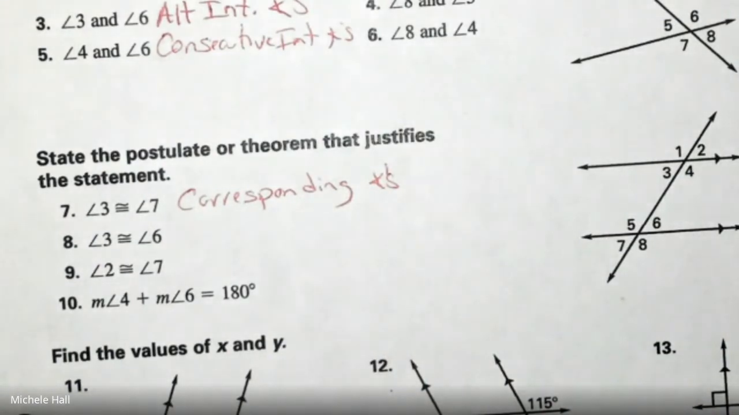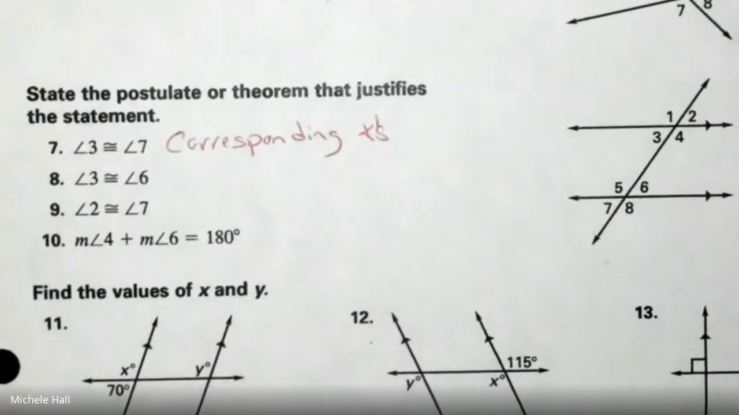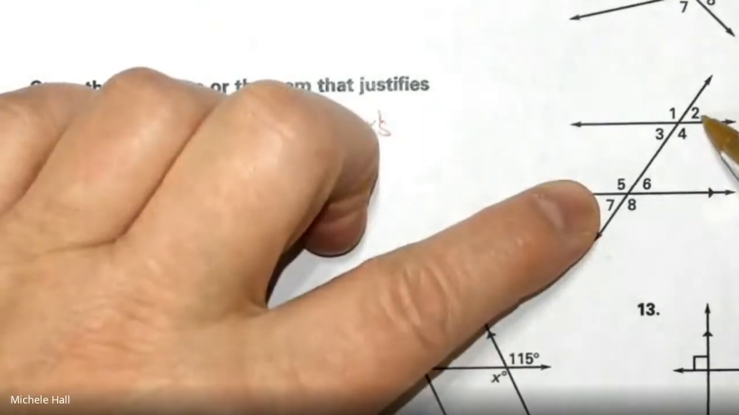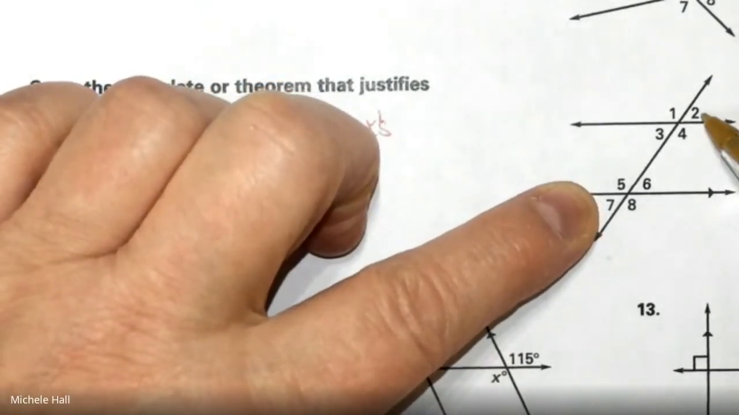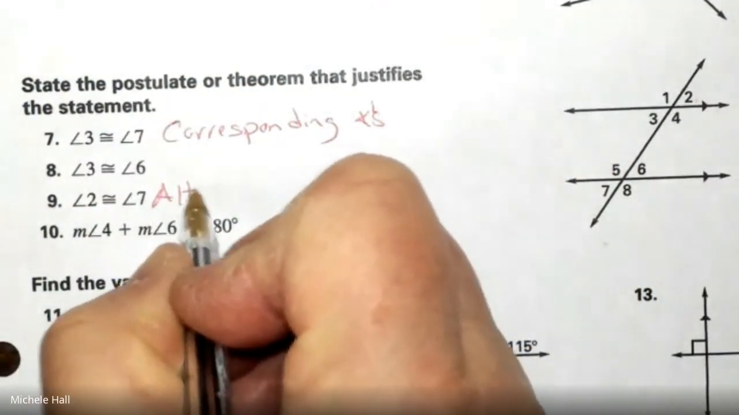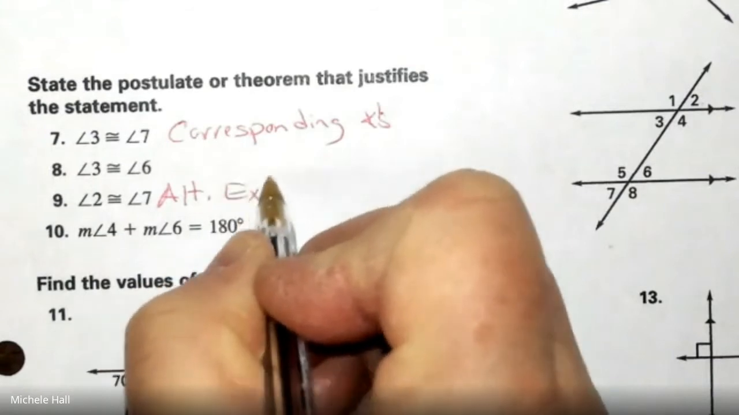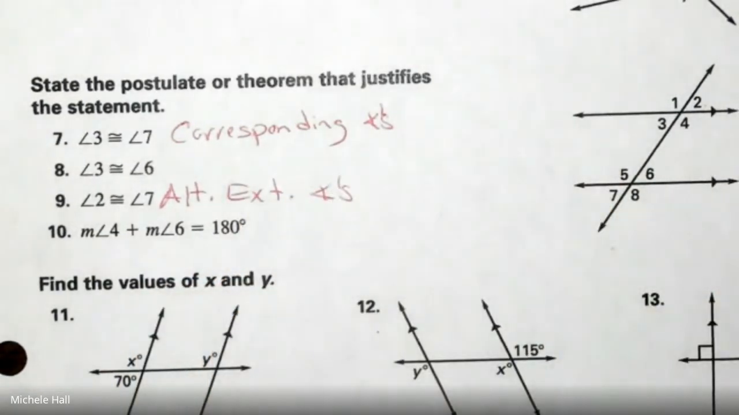Brandon, how about 2 and 7? Very good. They're alternating and they're on the outside of the parallel lines. Alternating exterior angles for number 2 and 7. Three. Oh, those are definitely not exterior.